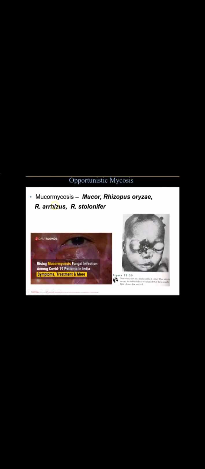All right, some specific opportunistic mycosis. Mucormycosis. You might have heard of black fungus recently, a higher incidence of black fungus infection in India, as it's called. A few months ago it was in the news, which correlates with COVID.